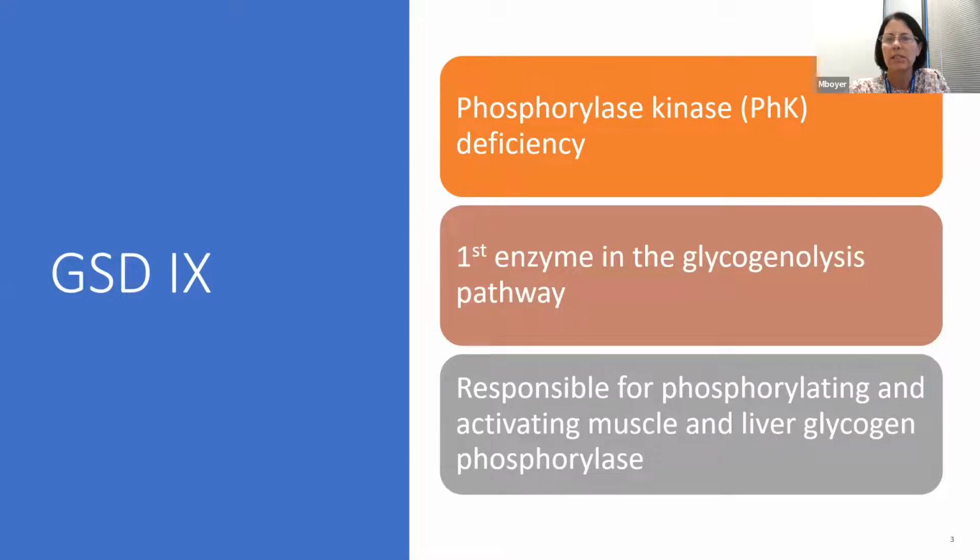Glycogen storage disease type 9 is one of the most common forms of GSD, with an estimated incidence of 1 in 100,000 live births. GSD IX is caused by a defect in phosphorylase kinase, which impairs the first enzyme in the glycogenolysis pathway and is triggered in the fasting state. It is responsible for phosphorylating and activating muscle and liver glycogen phosphorylase.